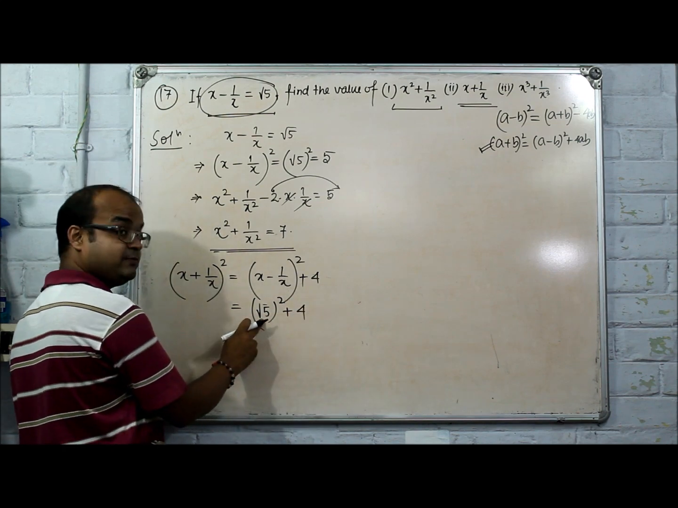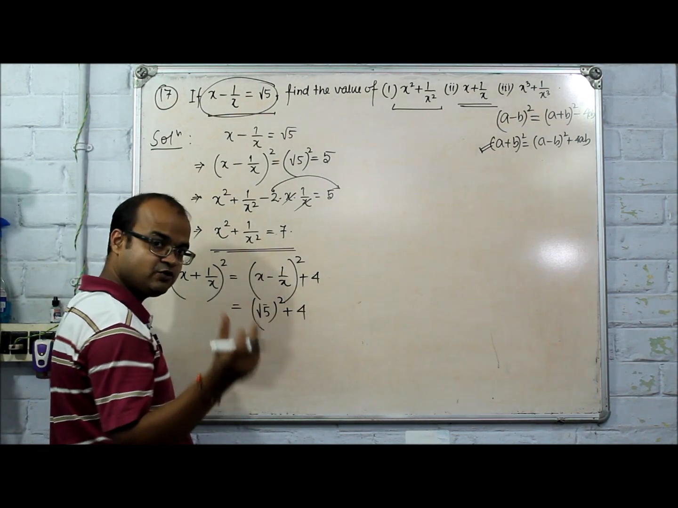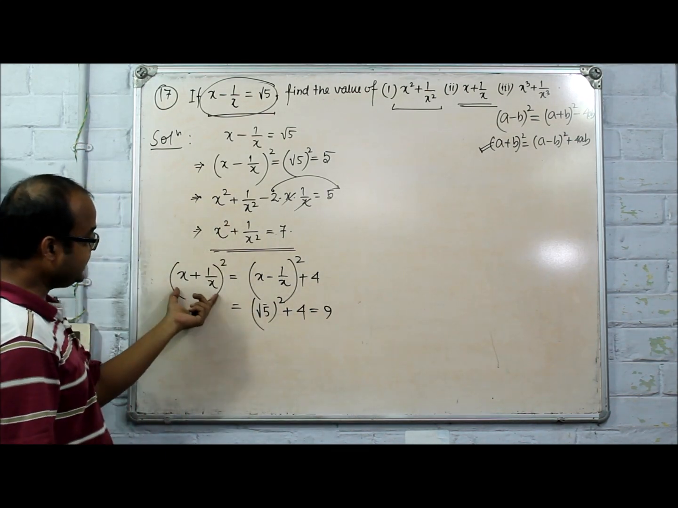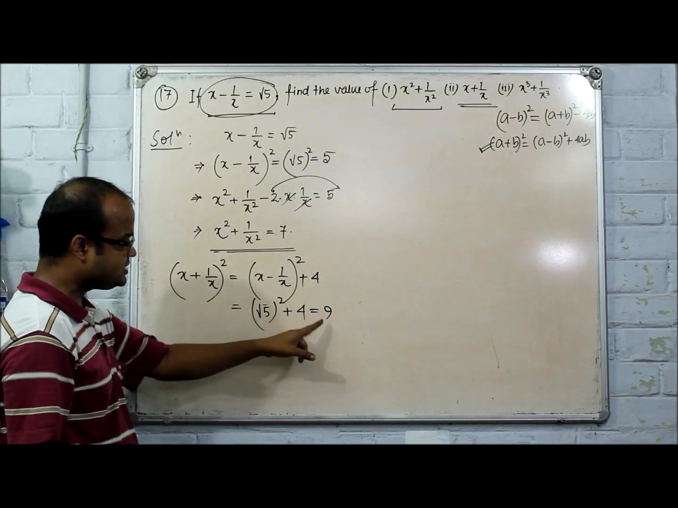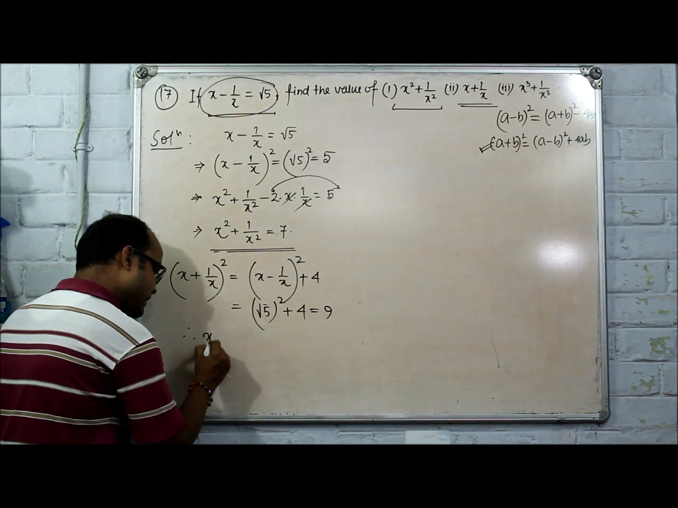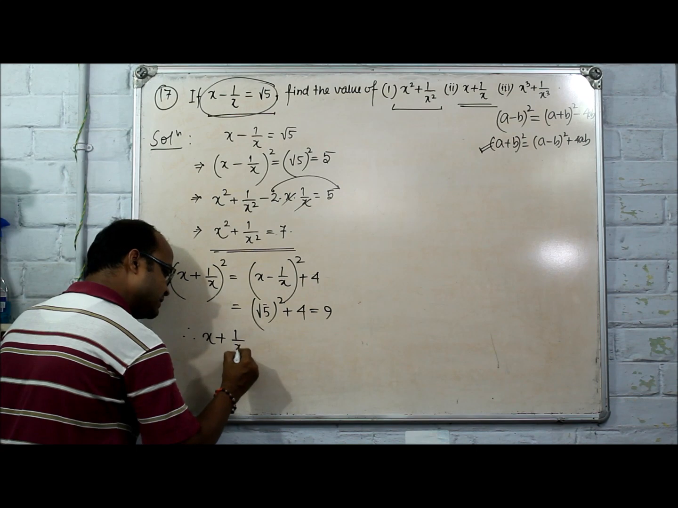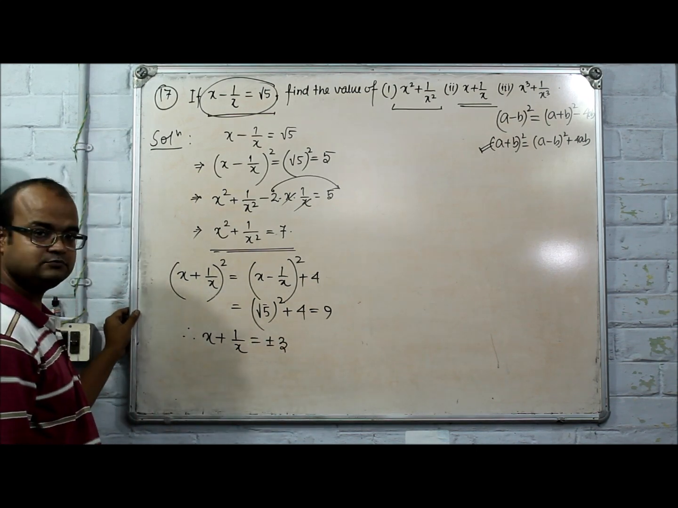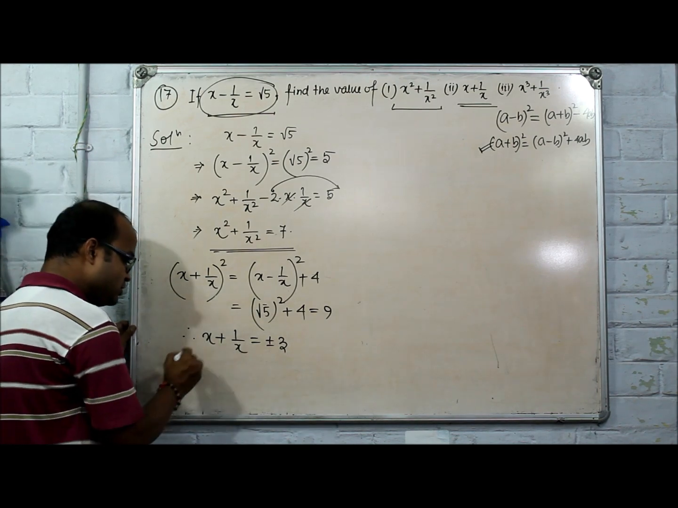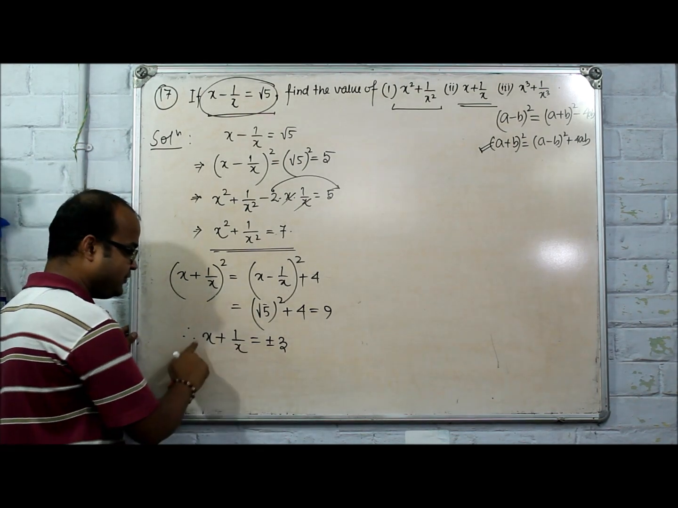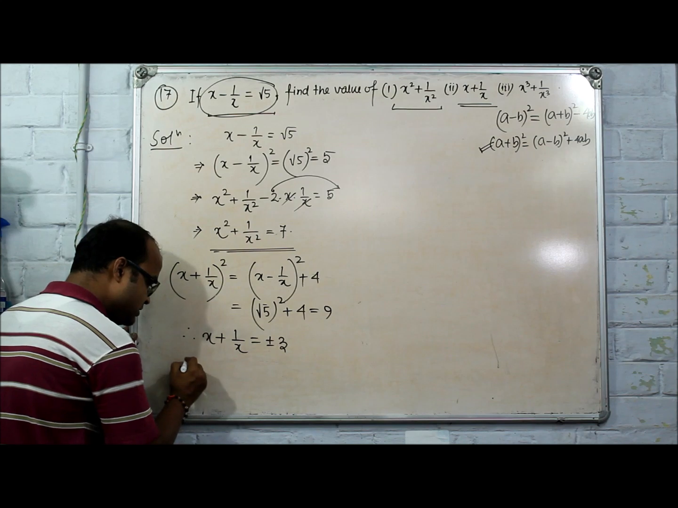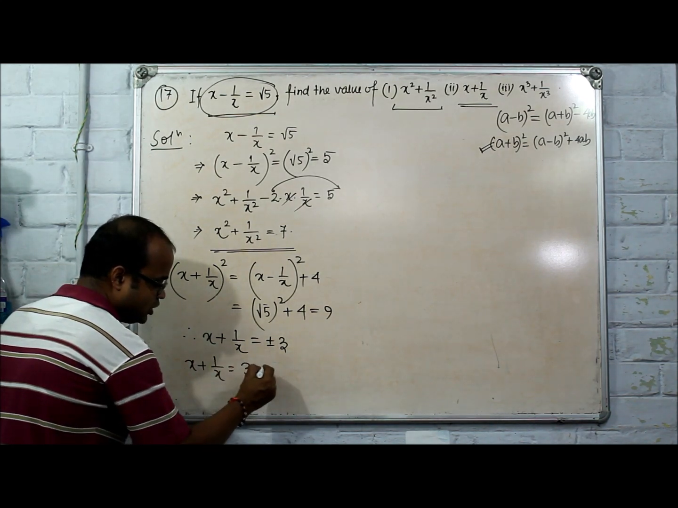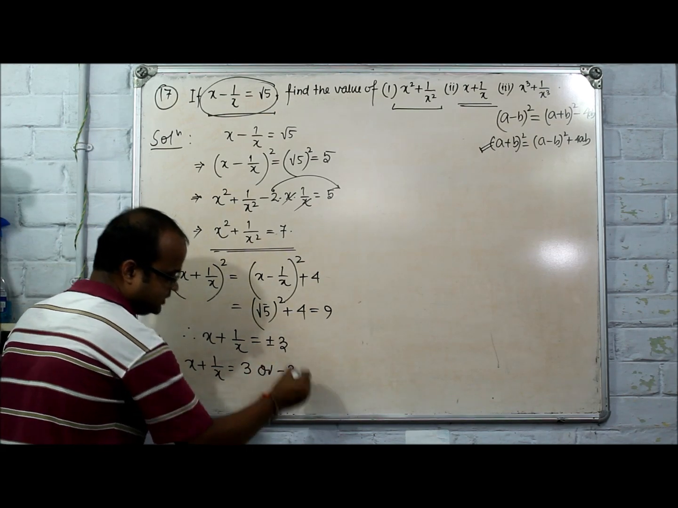So root 5 square means root 5 into root 5, that is equal to 5. 5 plus 4, it is equal to 9. Now see, x plus 1 by x square is 9. Therefore x plus 1 by x is equal to plus minus 3. Clear? So that means you are getting two values of x plus 1 by x. One is x plus 1 by x is equal to 3 or minus 3.